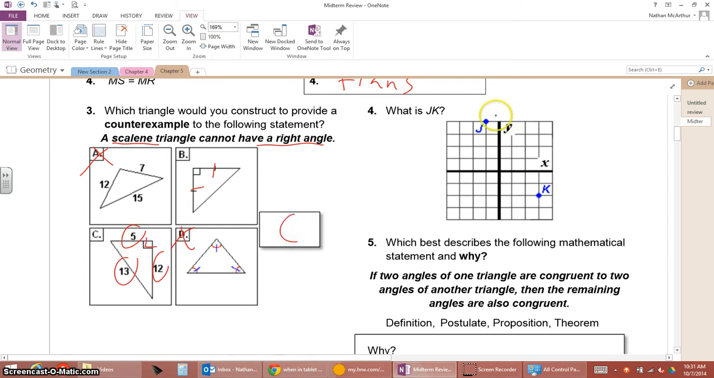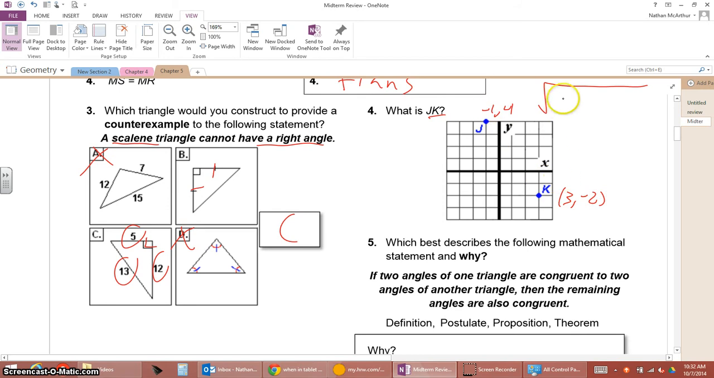So for what is JK? Now notice here it says JK. Not just kidding. We're looking for something specific. Notice if it was JK with a line over it, that would be the segment JK. But since there's no line above it, we're looking for the distance of JK. So I use the distance formula. I use the square root of J. J is -1, 4. K is 3, -2. I'll write that better. 3, -2.